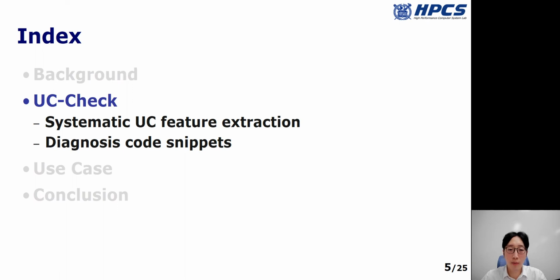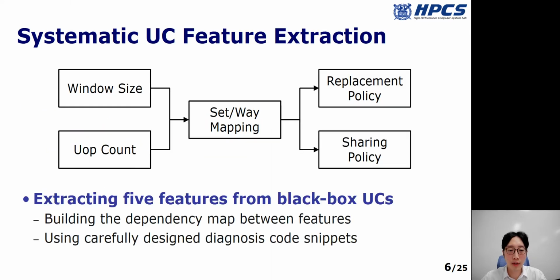From now on, we propose UC check to extract the hidden features in microop caches. To extract the aforementioned 5 hidden features, we first build the diagnosis dependency map to know which feature should be extracted first. By doing so, UC check can systematically extract the hidden features on any types of x86 processors, for example Intel and AMD. For each feature, we use carefully designed diagnosis code snippets to extract its details.